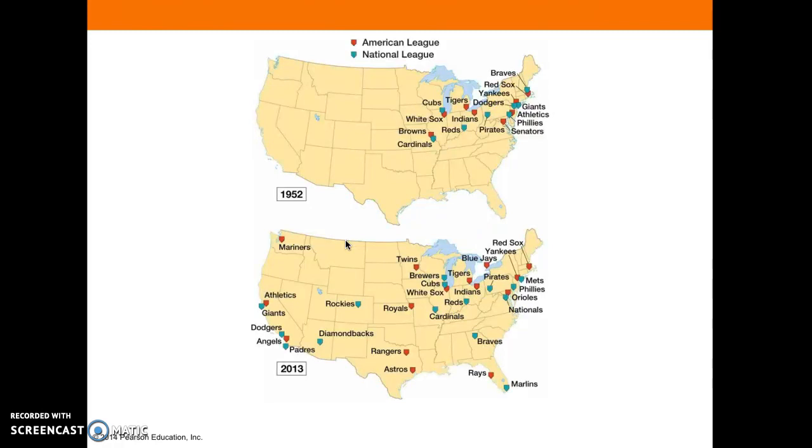Same thing here. You can look at the clustering of baseball teams, the American League versus the National League. And you can see here that these teams are all clustered together in the northeastern part of the United States in 1952, from New England up to the beginning of the Midwest. And today, when you look at baseball teams, they are more widely dispersed across the country.